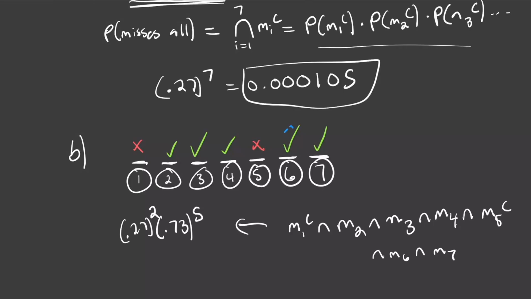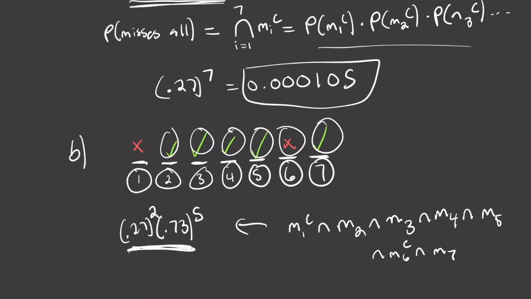However, that's not the only way that he could have made 5 free throws. For instance, he could have made it like this. So in this case down here, he would have made 5, so m5, and then he would have missed 6, so m6 complement. And then the odds of this sequence happening would have been 27% times 73 times 73 times 73 times 73 times 27 times 73, so exactly the same as we had before.